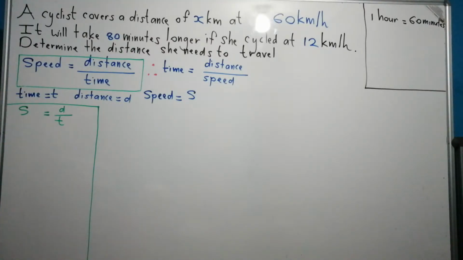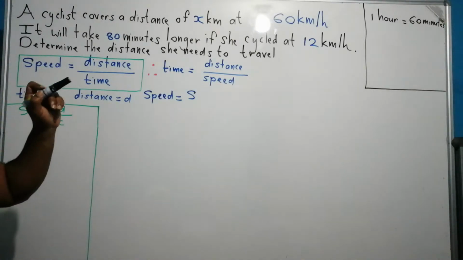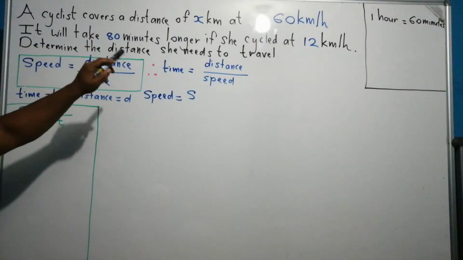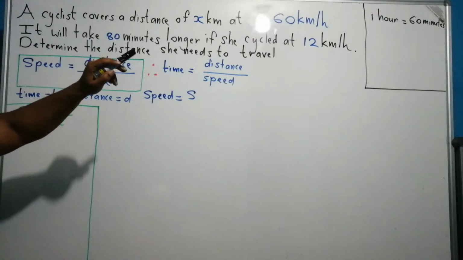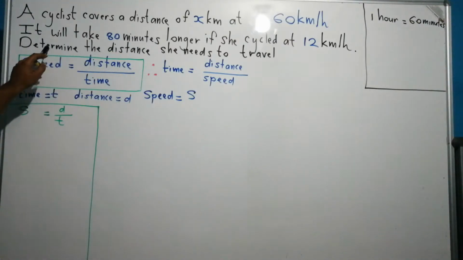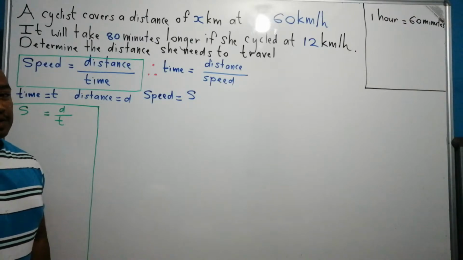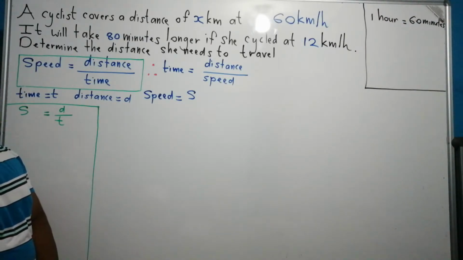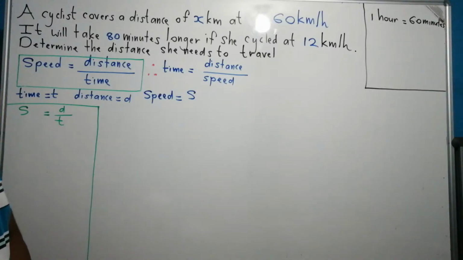Right, so a cyclist covers a distance of X kilometers at 60 kilometers per hour. Right, that is the speed. It will take 80 minutes longer if she cycled at 12 kilometers per hour. Determine the distance she needs to travel. Okay, so let's go back. A cyclist covers a distance of X kilometers at 60 kilometers per hour.